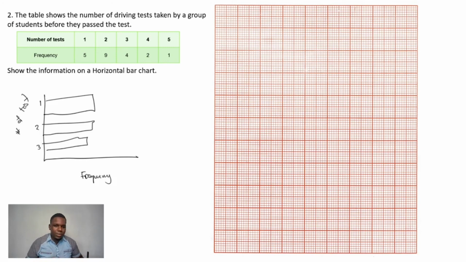Now I'm going to turn my paper, just as how the paper is right here. I'm going to go ahead and construct our horizontal bar chart. It's the same as before, the only difference is that we interchange where we put the information on the axis and how the bars are set. That's the only difference, everything else remains the same. So let's go.